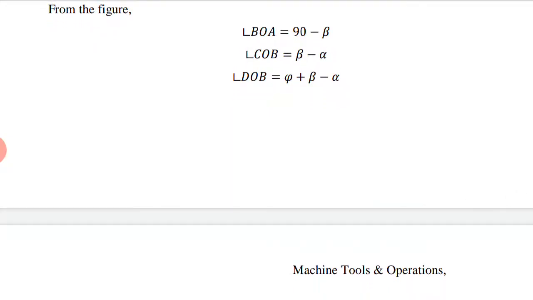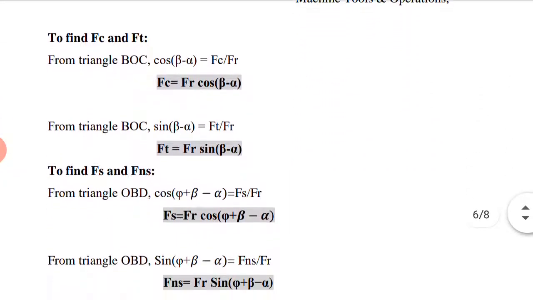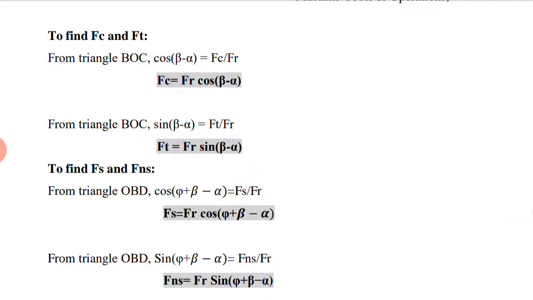From the figure, angle BOA is 90 minus beta, angle COB is beta minus alpha, and angle DOB is pi plus beta minus alpha. To find Fc and Ft, the horizontal cutting force and vertical thrust force, from triangle BOC, cos of (beta minus alpha) is equal to Fc by Fr, so Fc is equal to Fr into cos(beta minus alpha). Also from triangle BOC, sin of (beta minus alpha) is equal to Ft by Fr, so Ft is equal to Fr into sin(beta minus alpha).